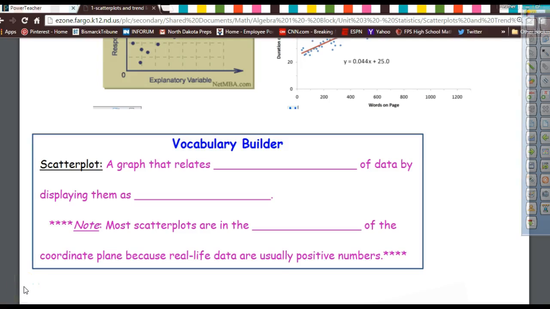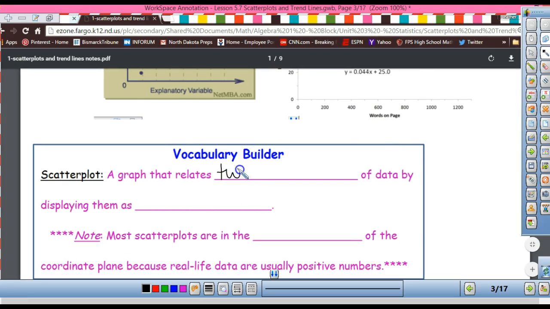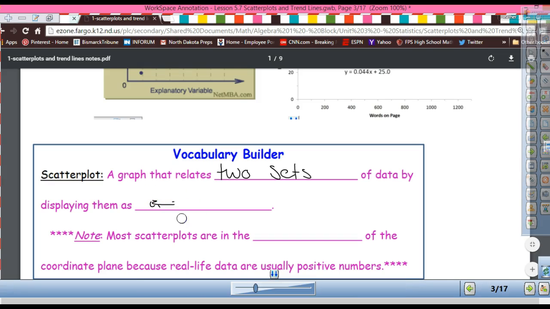Okay, scatter plots, trend lines. Scatter plots are used to compare two sets of data. Okay, so a graph that relates two sets of data by displaying them as a graph. No, as points. Sorry, my fault. By displaying them as points.